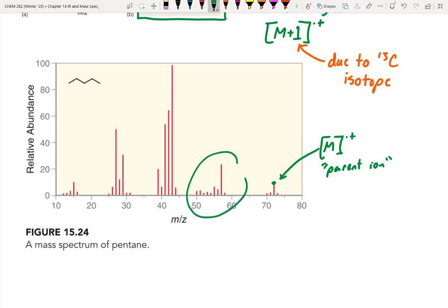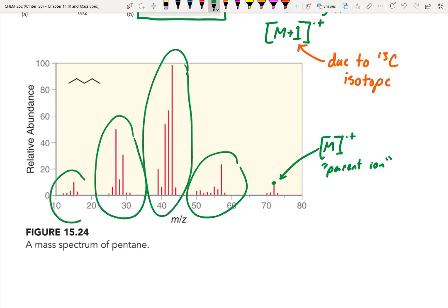If you notice, we've got a cluster of peaks here, a cluster of peaks here, a cluster of peaks here, and a cluster of peaks here. What do you think these correspond to? Yeah, if we think about it, when we hit the molecule with electrons, we originally create a parent ion that's a radical cation, but then it fragments into a radical and a cation separately, right? So we actually broke that bond like we talked about on the last slide.